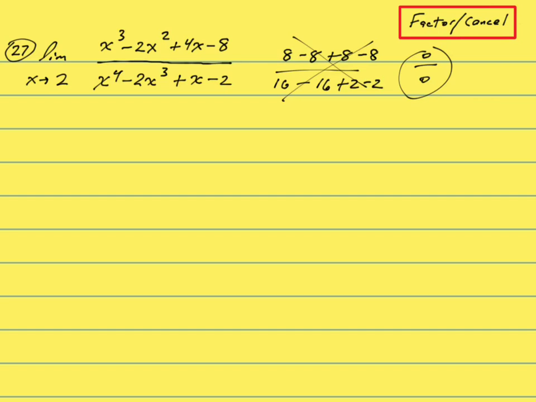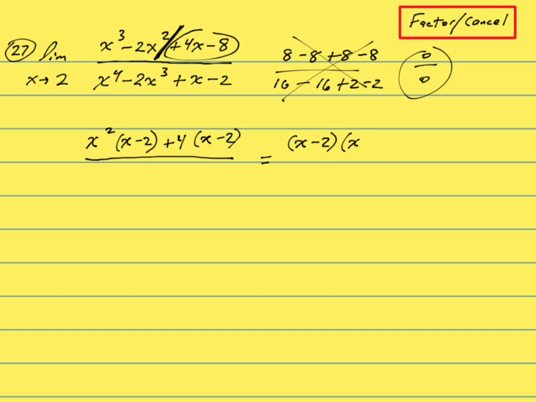There's no common factor, 4 terms, so split it. What can I take out of the first 2? x squared leaves me with x minus 2. Out of these 2, I think I can take out a positive 4. That also leaves me with x minus 2. Now if I factor out the x minus 2, it's going to be multiplied by what remains, which is the x squared plus 4.